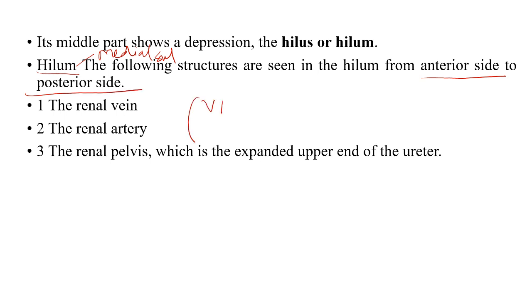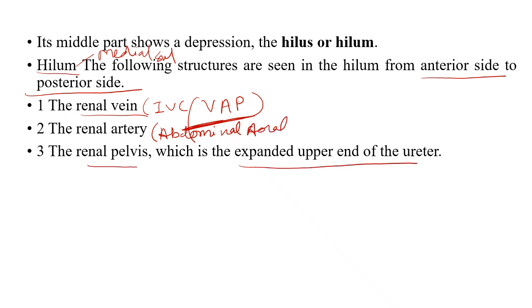The code, or we can say mnemonic, to remember this is VAP. Renal vein, that is a part of the inferior vena cava. Renal artery, a branch of the abdominal aorta. And renal pelvis, which is the upper expanded part of the ureter. As I told you earlier, the ureter is connected with the hilum of the kidney. So the arrangement of structures is renal vein, renal artery and renal pelvis.